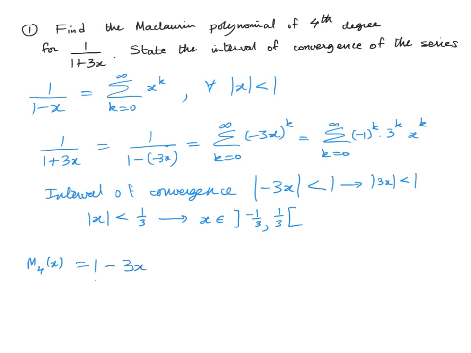When k equals 2, I get a positive, 3 squared is 9, and then x squared. When k equals 3, negative 1 cubed is negative, 3 cubed is 27, and then I get x cubed. And when k equals 4, negative 1 to the 4th is positive, 3 to the 4th is 81, x to the 4th. And that is now the 4th degree Maclaurin polynomial for this particular function.